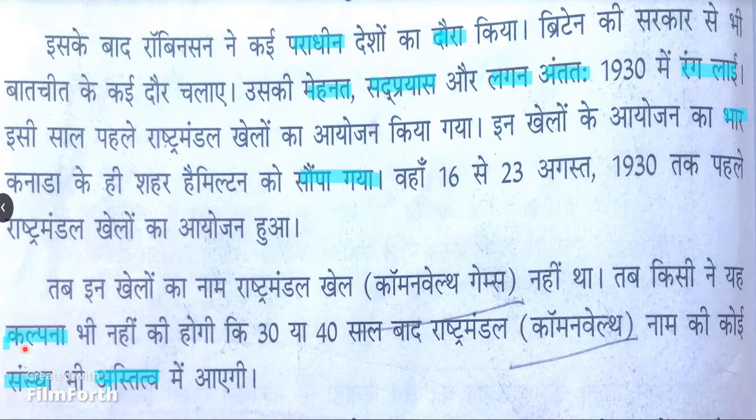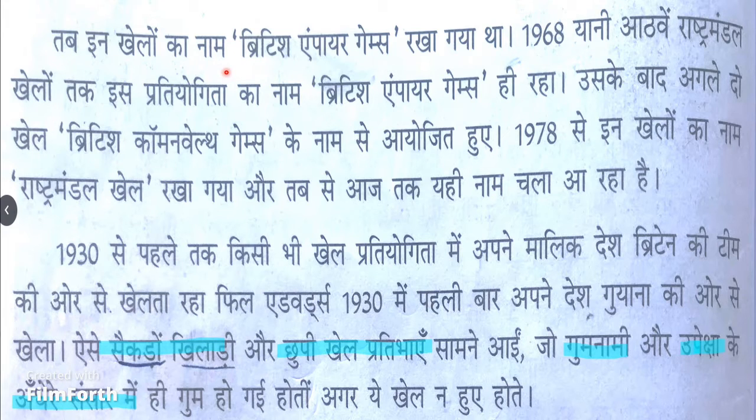At that time, no one might have even imagined that after a gap of 30 to 40 years, this organization, which would be known as Commonwealth Games, would even come into existence. Sanstha means organization, astitva means existence, and kalpana means imagine. Nobody would have imagined that this organization known as Commonwealth Games would come into existence.